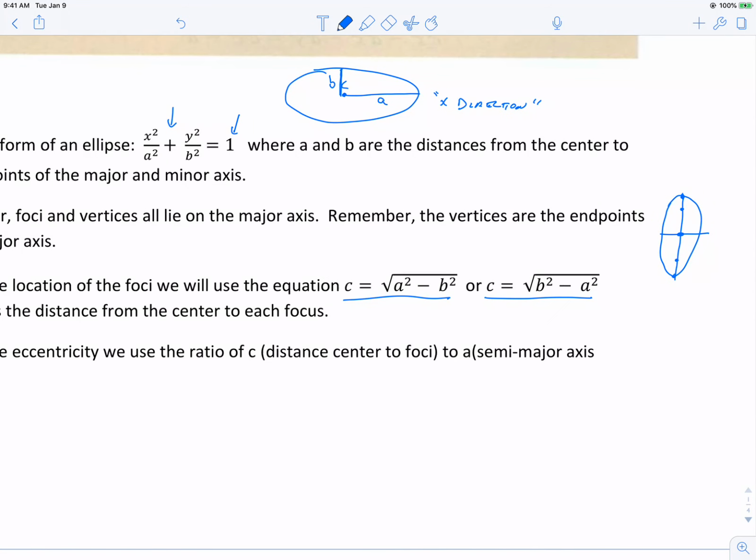But remember that A is this distance here, and then B is that distance here. And notice the formula switches. It's going to depend on which one's bigger. If the A is bigger than the B, or the B is bigger than the A, and it depends if I have an ellipse that I'll say has a vertical orientation or one that has a horizontal orientation.